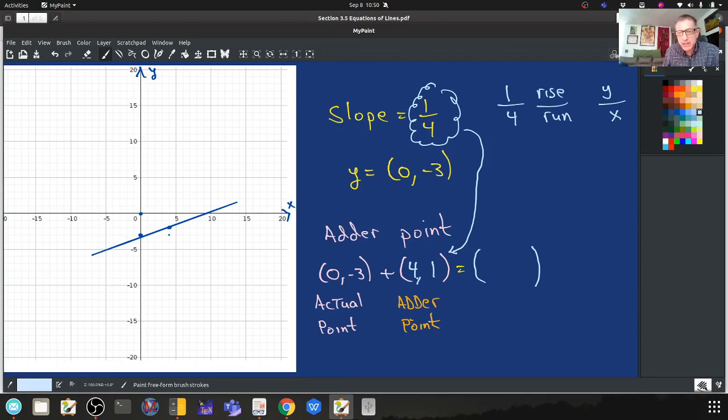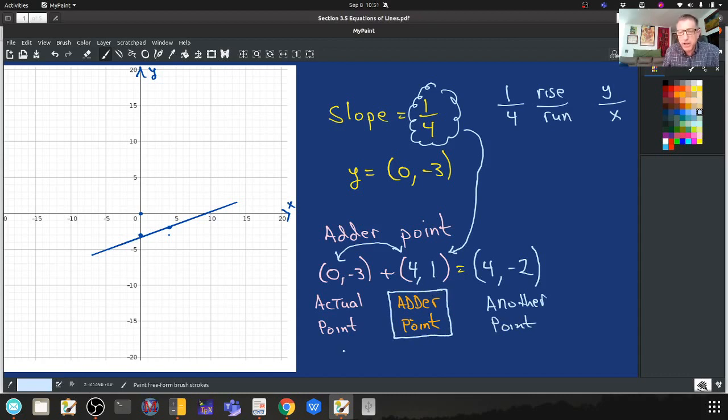And literally I just add coordinates. I'm adding here now, not multiplying. 0 plus 4 is 4. Minus 3 plus 1 is minus 2. And I get another point on the line.